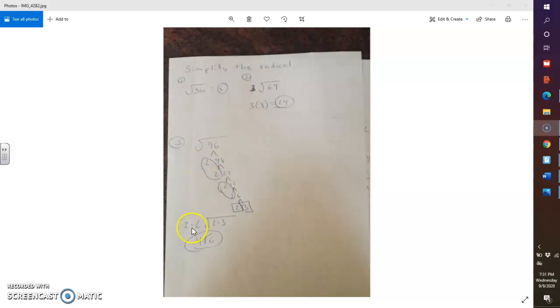Any number that appears twice goes outside the radical. Number appears twice again, it goes outside the radical again. Any numbers that appear once that are prime, 2 and 3, go in the radical. And anytime you have multiple numbers outside the radical, you multiply them. Anytime you have multiple numbers inside the radical, you multiply them. So root 96 becomes 4 root 6.